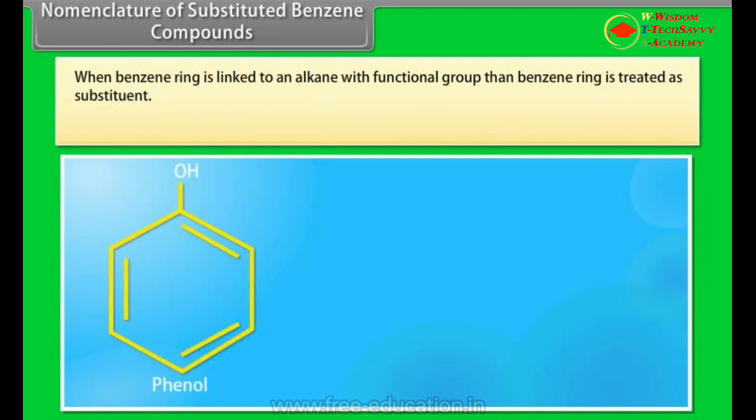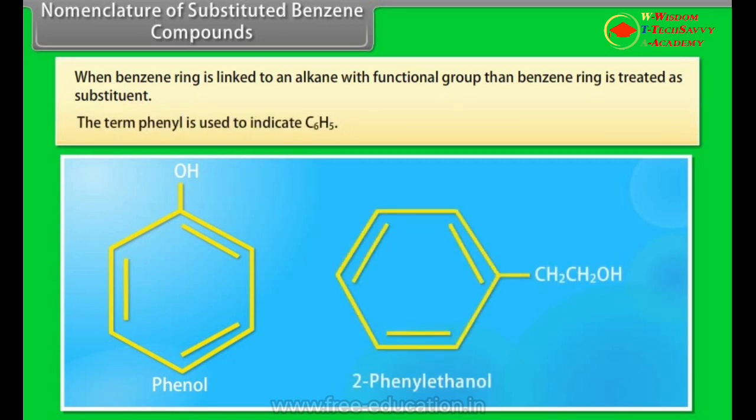When benzene ring is linked to an alkane with a functional group, then the benzene ring is treated as a substituent. The term phenyl is used to indicate C6H5.